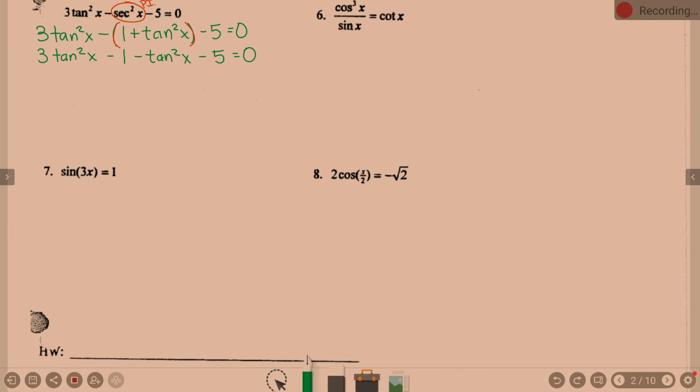Think like an algebraic equation. What do you see here? Like terms? Put your like terms together. What is 3 tangent squared x minus tangent squared x? 2 tangent squared x. 3 of something minus 1 of something is 2 tangent squared x. And then we also have constants there that are like, right? Minus 1 and minus 5 is going to go together as minus 6. So when I clean up those like terms, I now have 2 tangent squared x minus 6 equals 0.